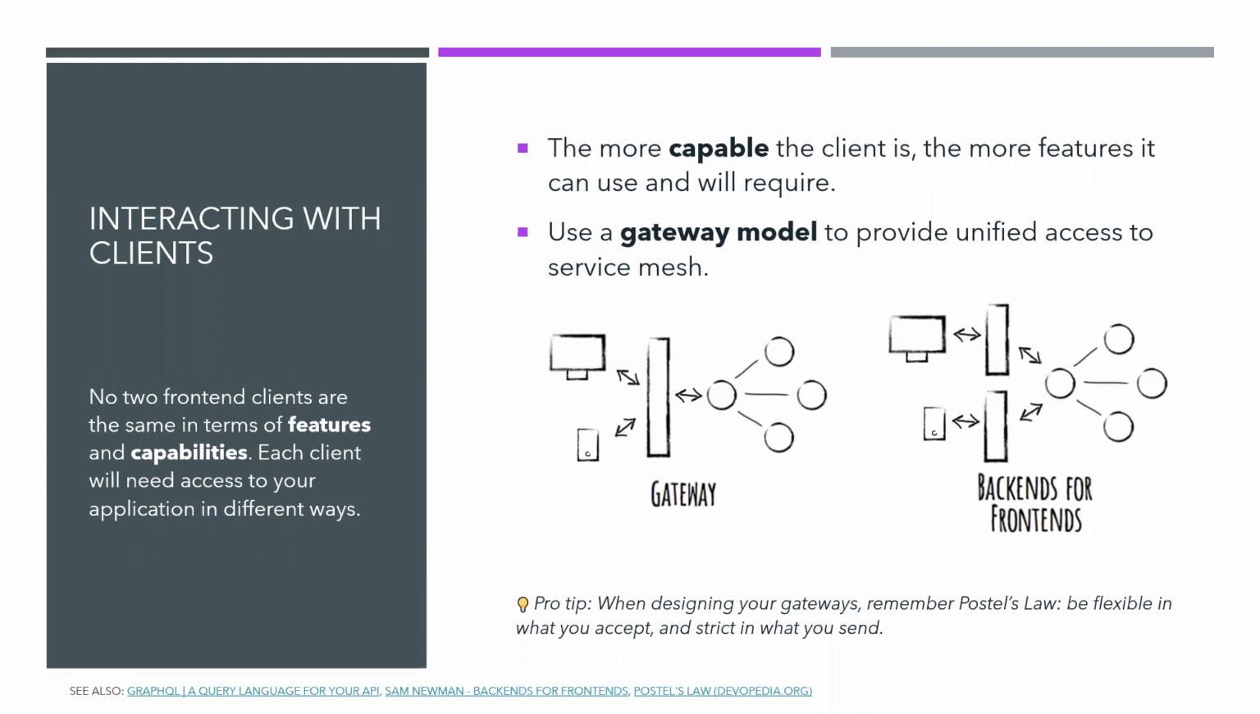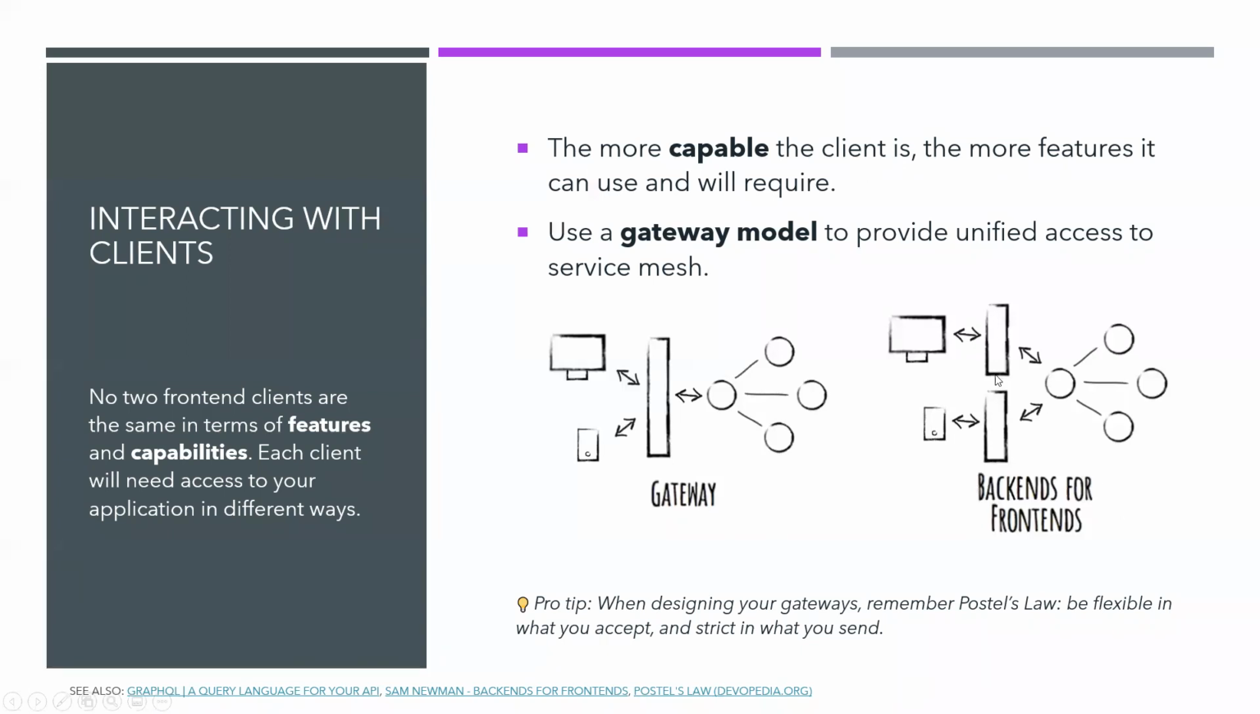But later down the line, we might decide that we want to expose additional, more computationally intensive operations to our PC clients, or we want to provide certain stuff only for the mobile, but not for the PC and so on. And our gateway starts to get a little bit complicated. One way to manage that increasing complexity is by using what is referred to as backends for frontends.